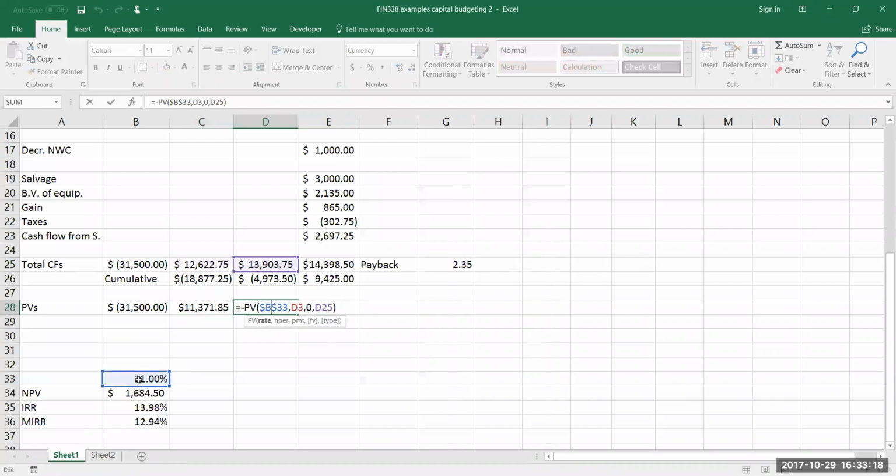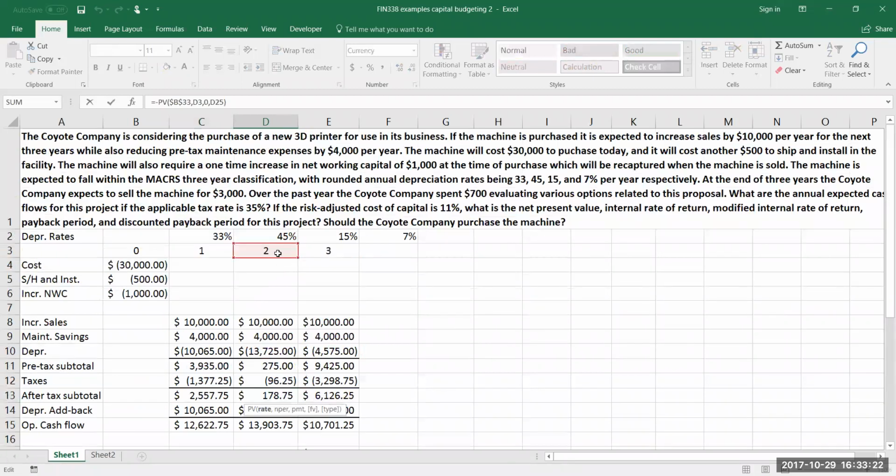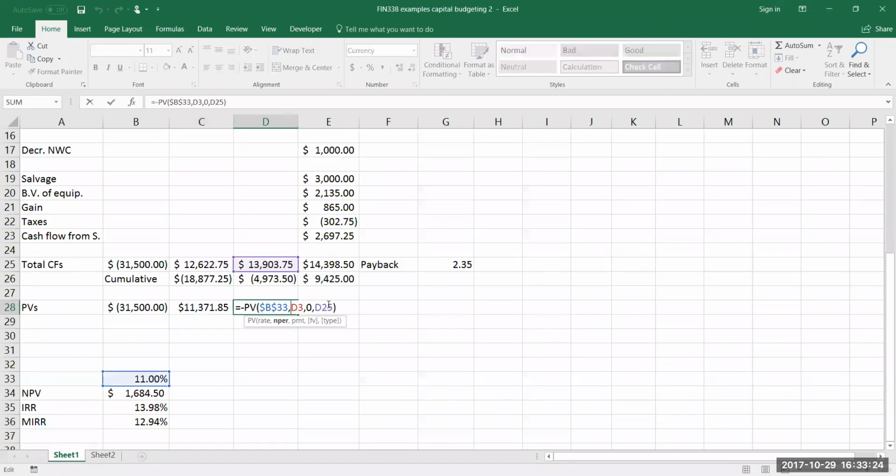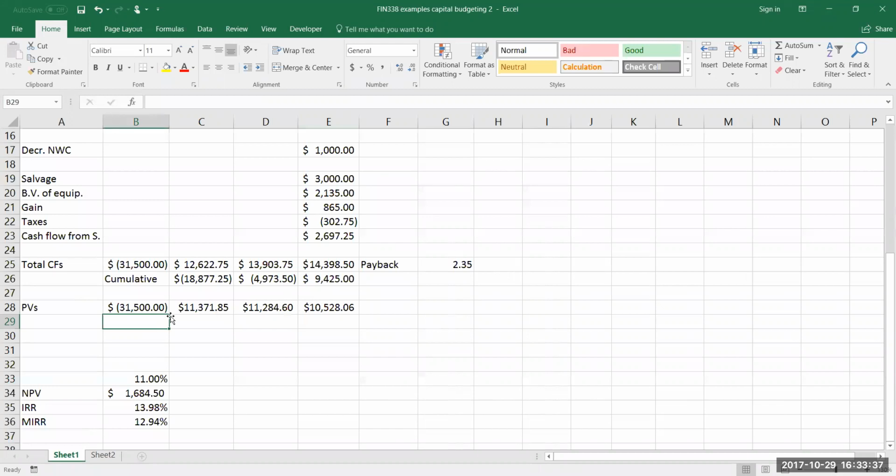So in this case, I'm still connected to the same rate. That's good. And I'm connecting the proper number of periods. That's good. And I also have the future value. That's good. And we're finding present value. So this part's working. So I have my wonderful present values here. So now we're going to do the cumulative of the present values.